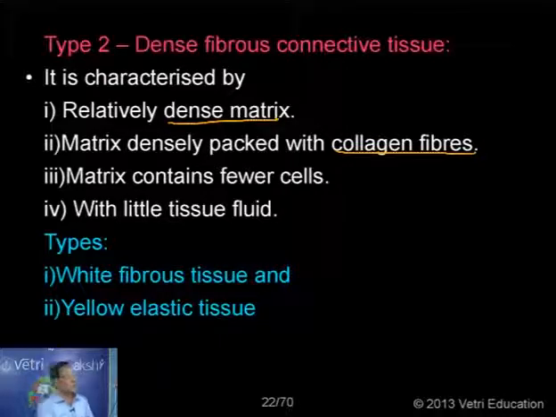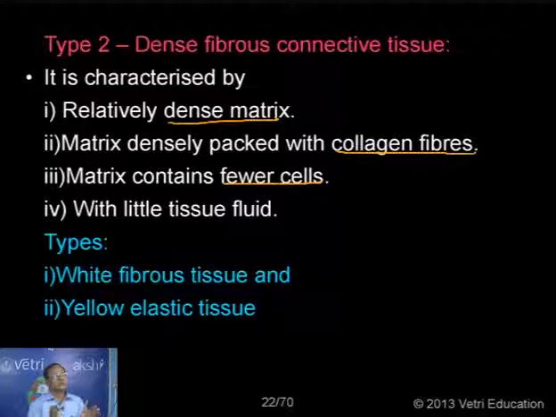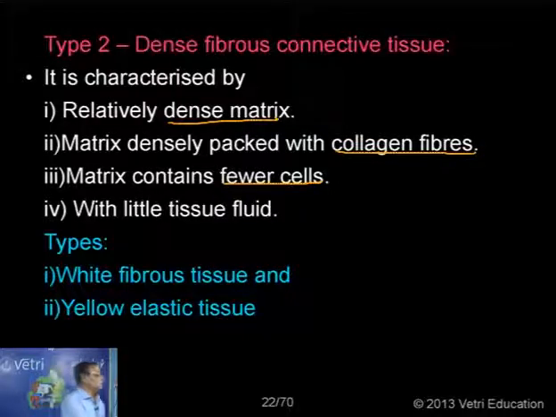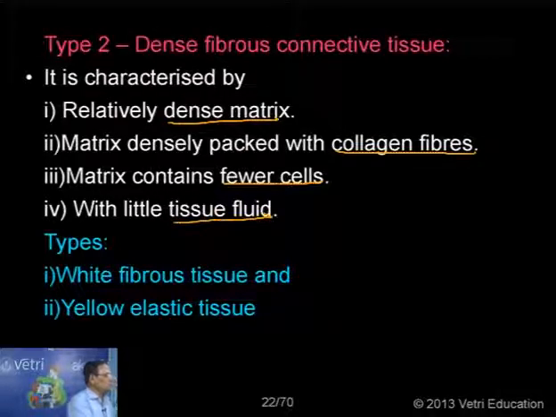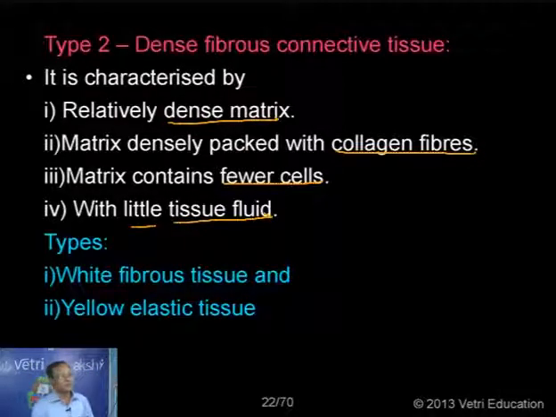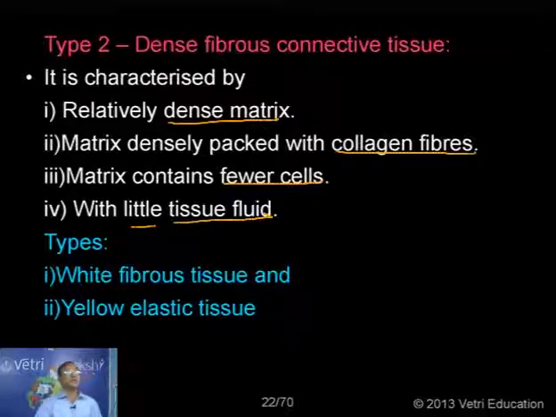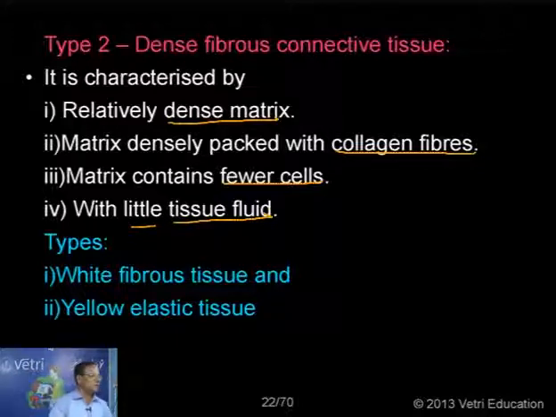As the fibers are more in number, we have fewer cells. As the matrix is compacted with the fibers, the amount of tissue fluid is also little. So dense matrix packed with collagen fibers, more number of collagen fibers, fewer cells, and very little tissue fluid. That is why it becomes somewhat rigid when compared to the loose connective tissue. Less matrix, fewer cells, more fibers, and less tissue fluid. If there is more tissue fluid, then automatically it becomes soft in nature.